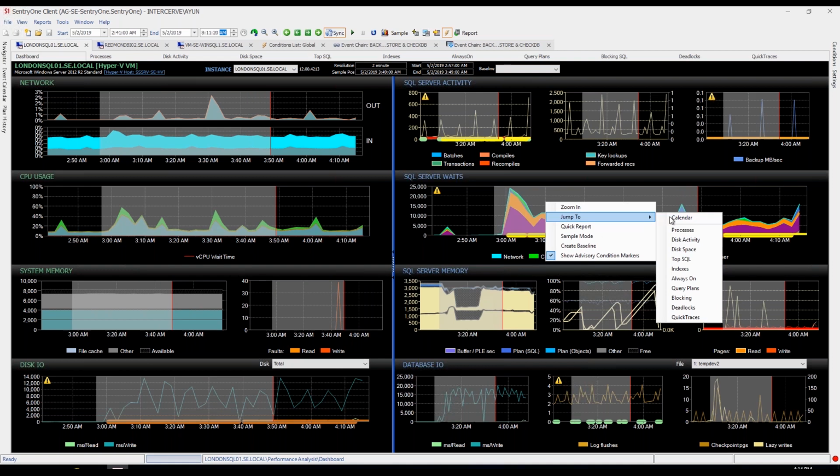So for example, I could take us over to our event calendar, which will show me different events that occurred on the SQL Server in an Outlook style format. Or maybe we happen to be on a server that has a lot of blocking and deadlocks. So I may just want to go to my blocking tab or my deadlocks tab straight away. But typically, a lot of people will want to know what workload and what queries were running during this period of time that caused this kind of resource utilization. So we're going to take you over to TopSQL.